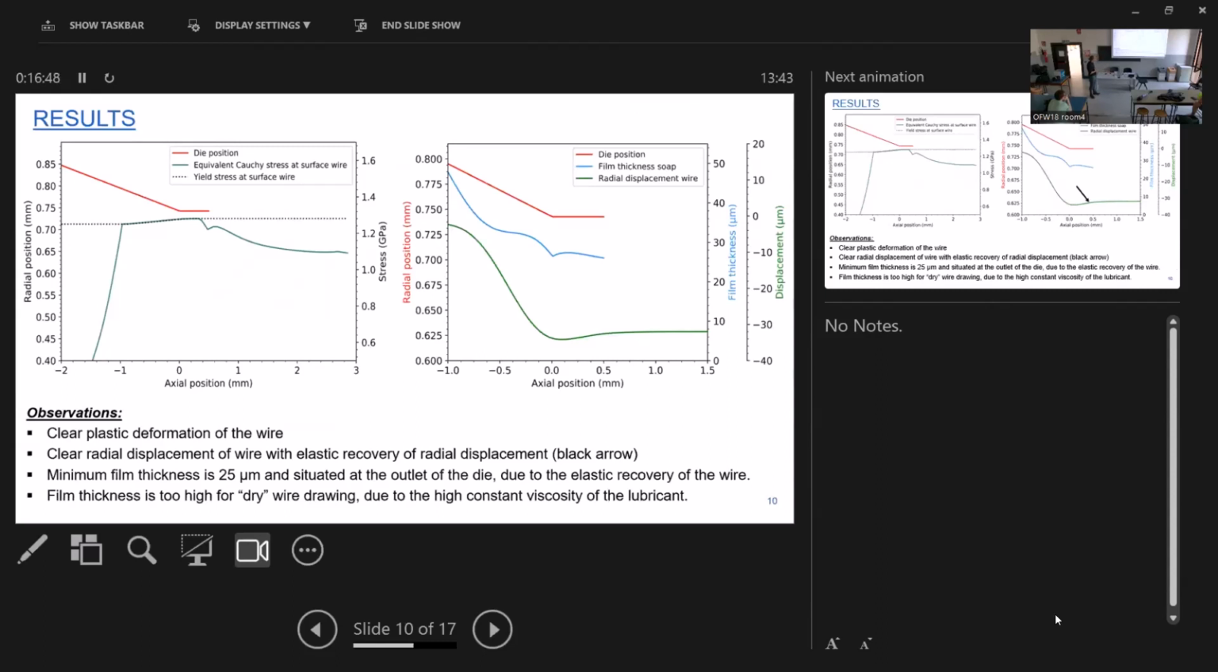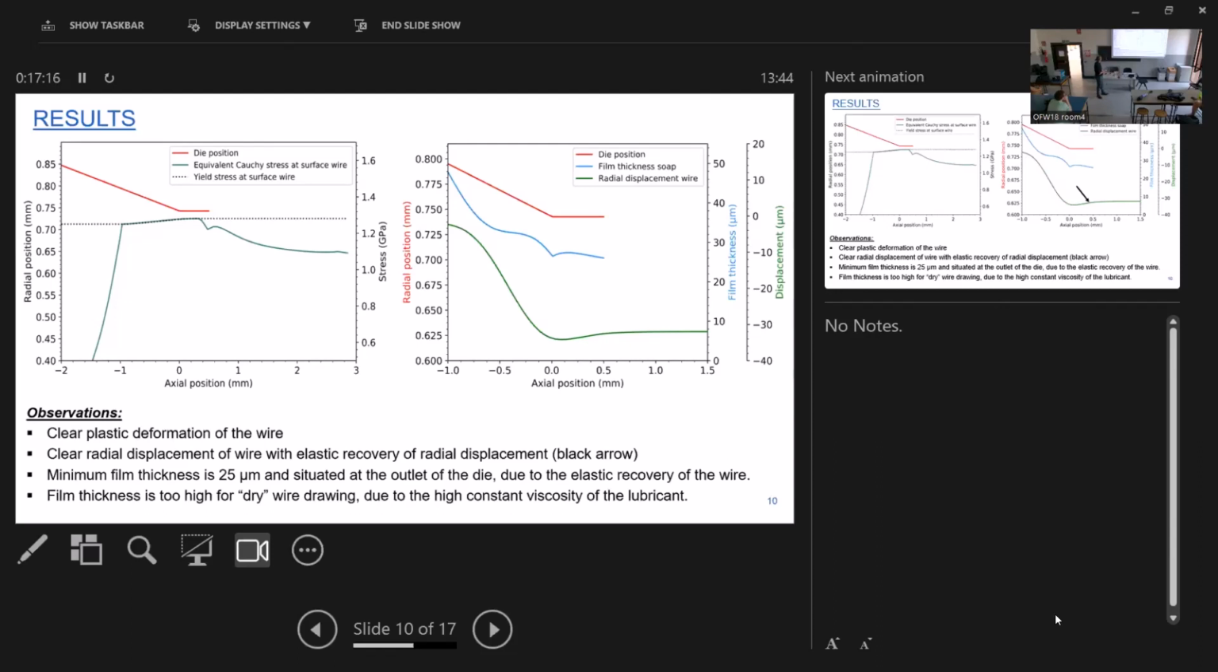As we can see here, at a certain point the equivalent local stress is equal to the yield stress, and that's the point where the plastic deformation starts to take place. You can see here as well that the yield stress is increasing together with the equivalent Cauchy stress, and after the wire leaves the die, it stays constant. So that means from here to here that our wire becomes smaller.